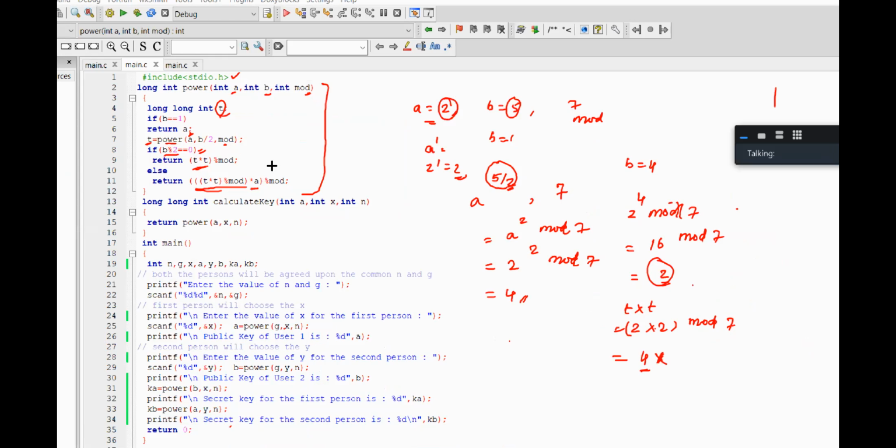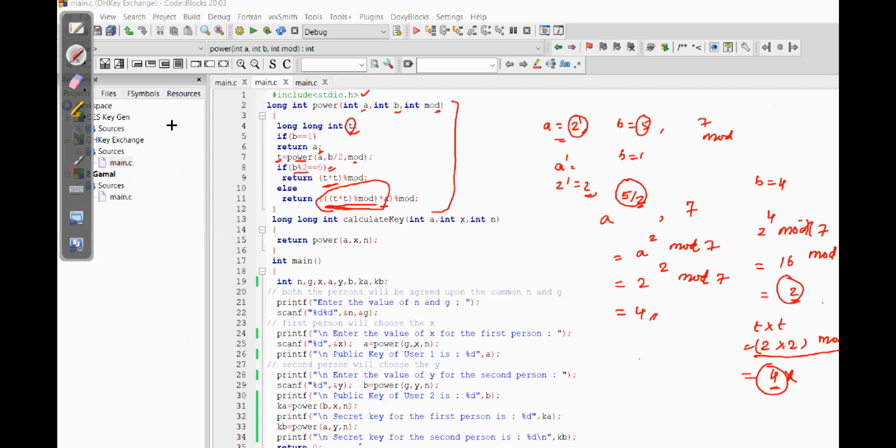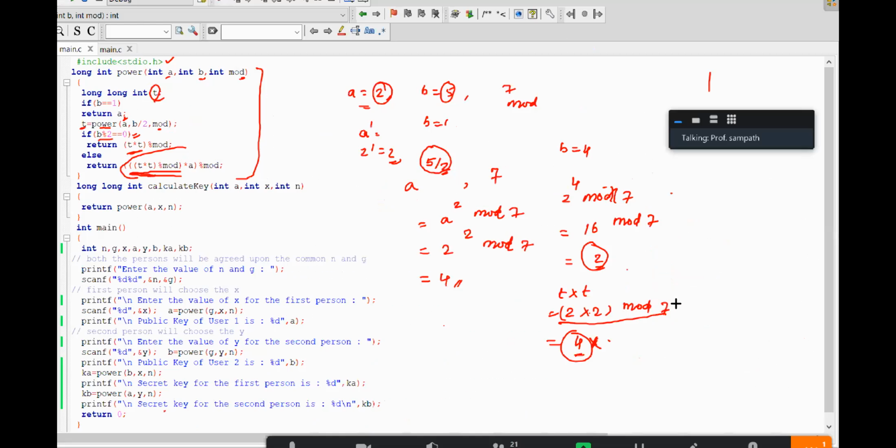I hope this is clear. t multiplied by t and mod, what is the value of it? It is 4. Already we calculated it. I hope you are getting clear with this. And what is the value of a here? It is 2, we chose it. So 4 multiplied by 2 is 8, 8 mod 7 will give 1. I hope this is clear.